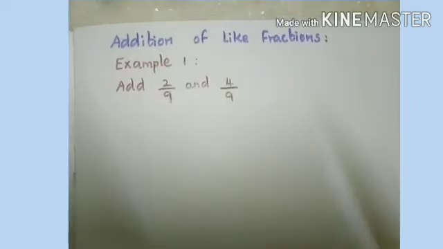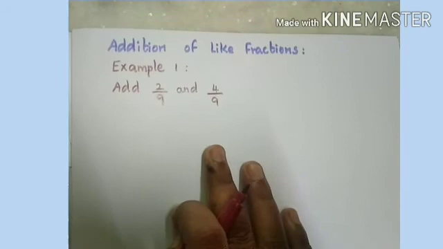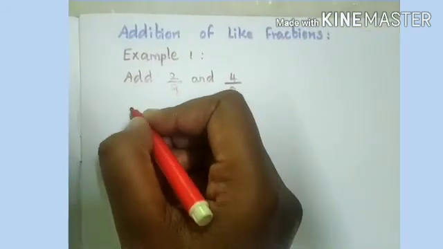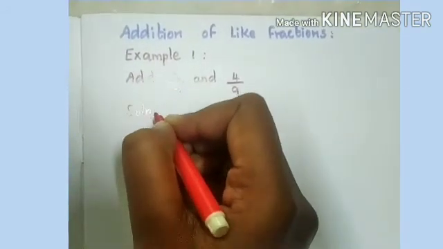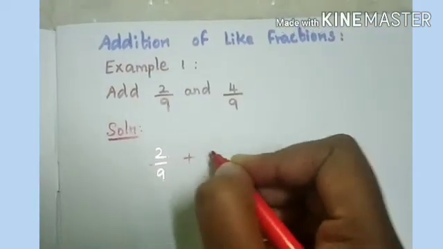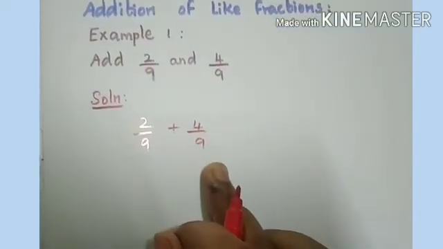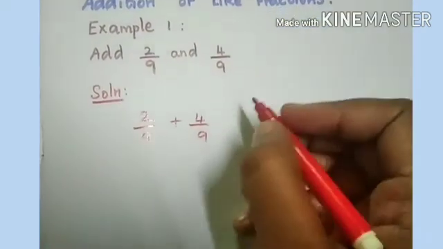Addition of like fractions. It is easy to add like fractions, that is, fractions with the same denominators. Just add the numerators and keep the same denominator. Let's see some examples. Example 1. Add 2 by 9 and 4 by 9. Here the denominators are same. So we keep the same denominator and add the numerators.